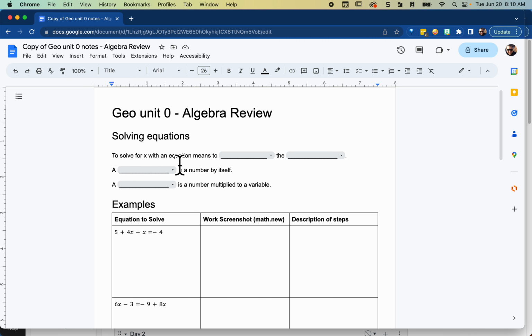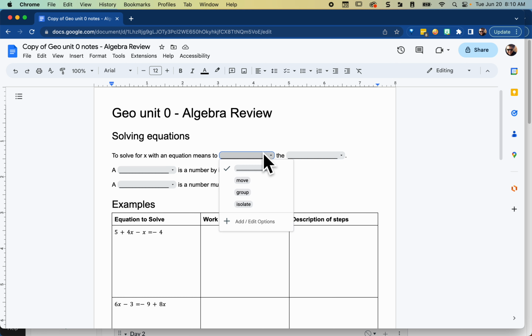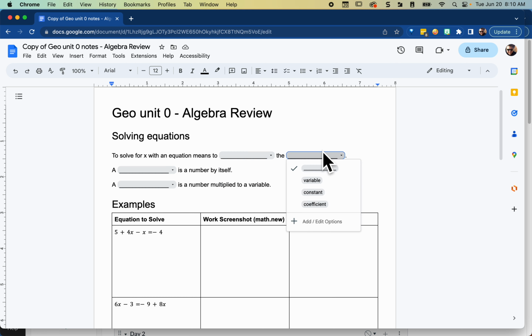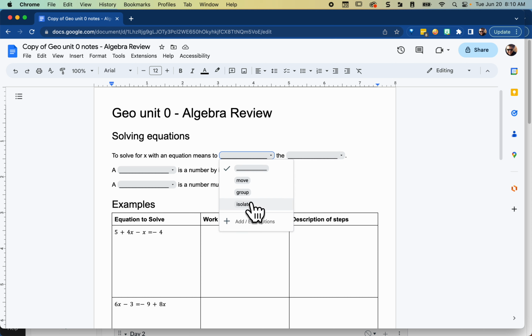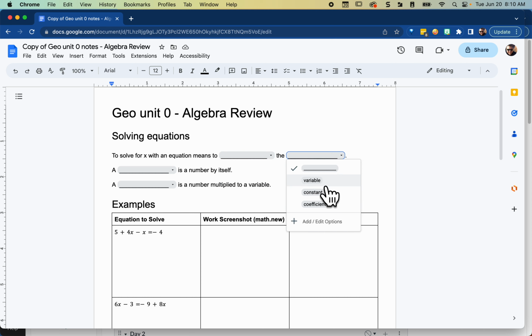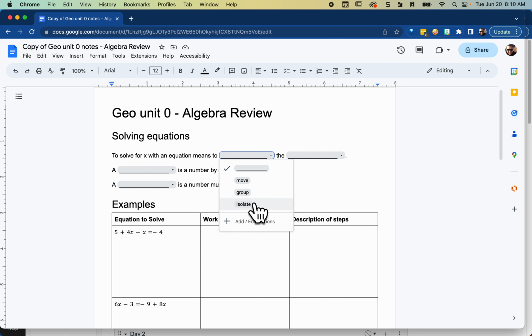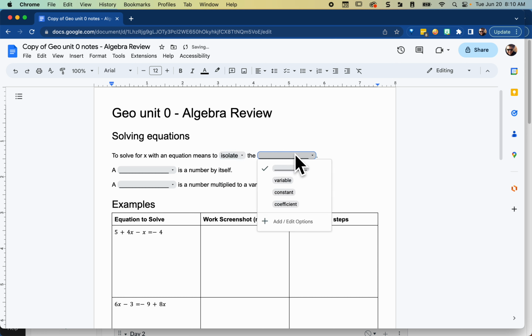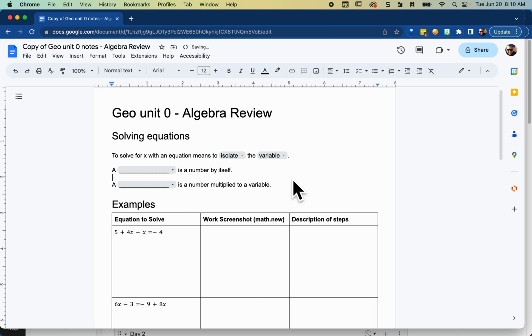Okay, to solve for x with an equation means to... let's see what we're going to have as options here. We have move, group, isolate, variable, constant, coefficient. The key idea in solving an equation is you're going to isolate, or get by itself, the variable. Now, if there's more than one variable, then it'll tell you which one to solve for.